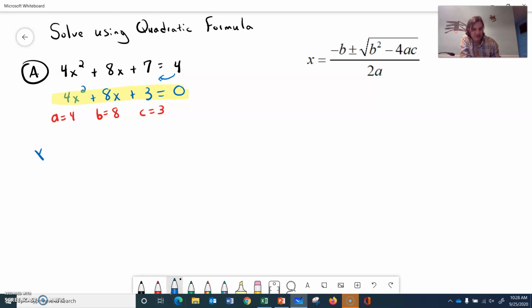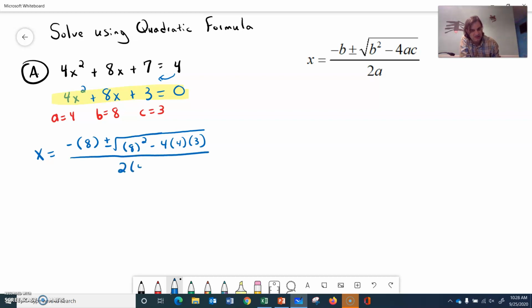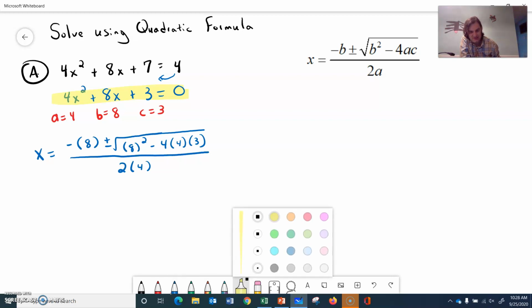So x equals negative b plus or minus the square root of b squared minus 4ac. So I'm pulling the numbers I'm plugging in from my quadratic that I've identified, and on the bottom 2 times a. So I'll go back and I will try to identify the different parts.